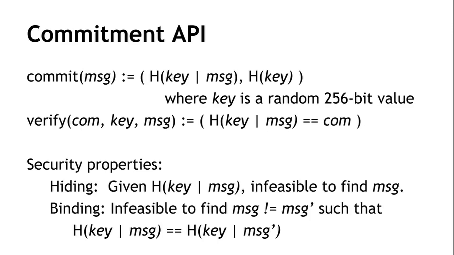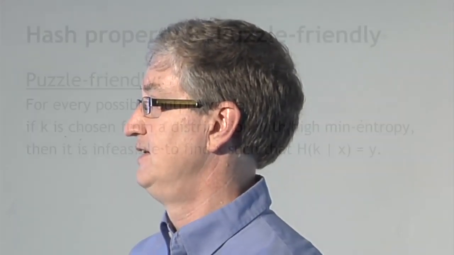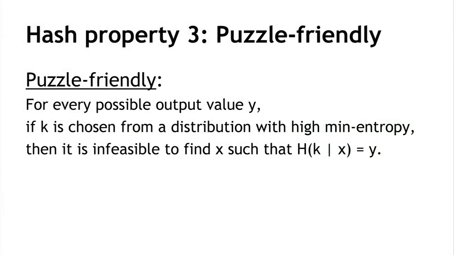OK, so that's the second security property of hashes, that they're hiding, and the application of that is commitments. The third security property we're going to need is that they're puzzle-friendly. And this is, again, a little bit more complicated, but let me just go through it a bit by bit. For any possible output value y that you might want from the hash function, we're going to use y as an output value of the hash later. If k is chosen from a distribution that has high min-entropy, that is, k is chosen randomly from some set that's super spread out, then there's no way to find an x such that the hash of k and x is equal to y.